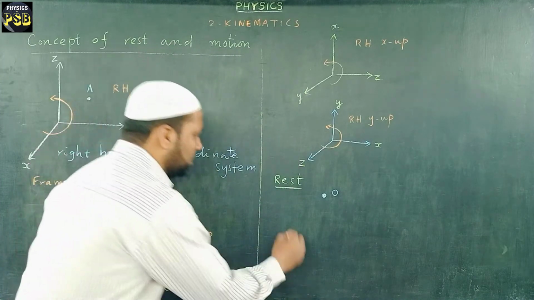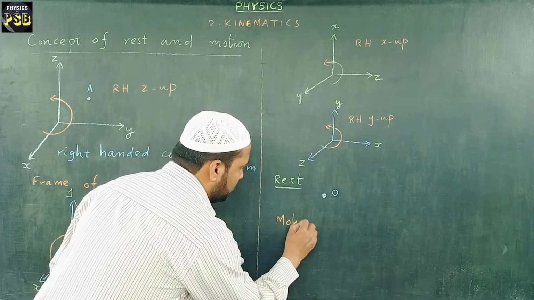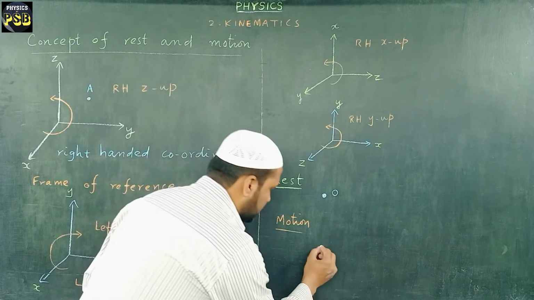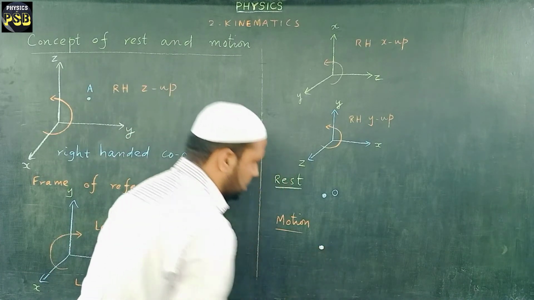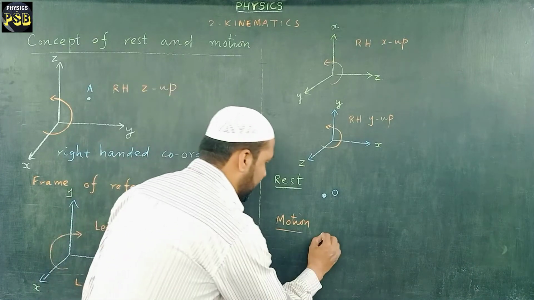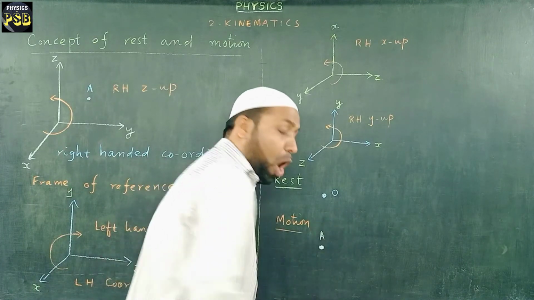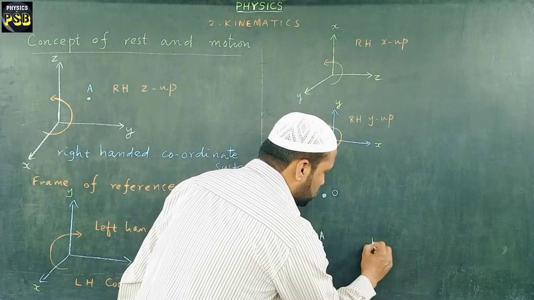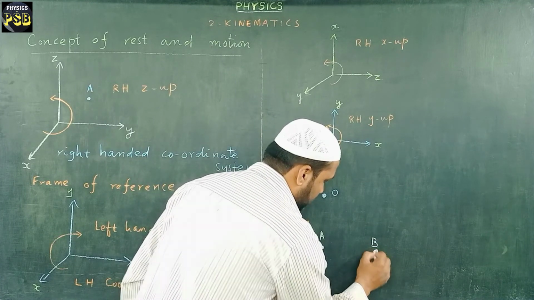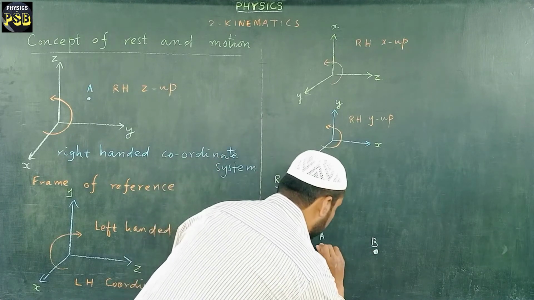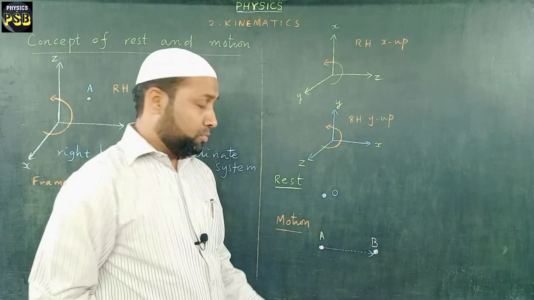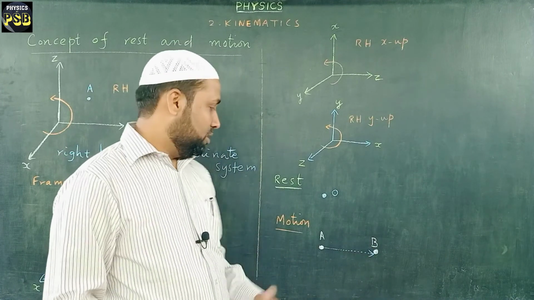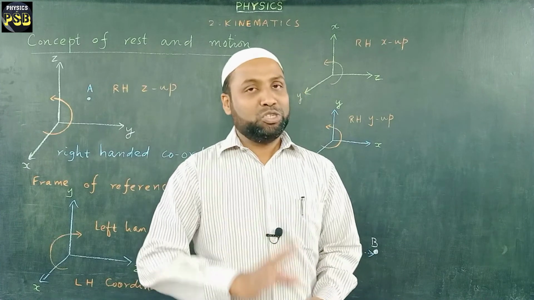And when the object will be in motion, suppose I have an object here at point E. After some time, it is found that this object has moved to point B. Now, the position of the object has changed with time. Then the object is said to be in motion.